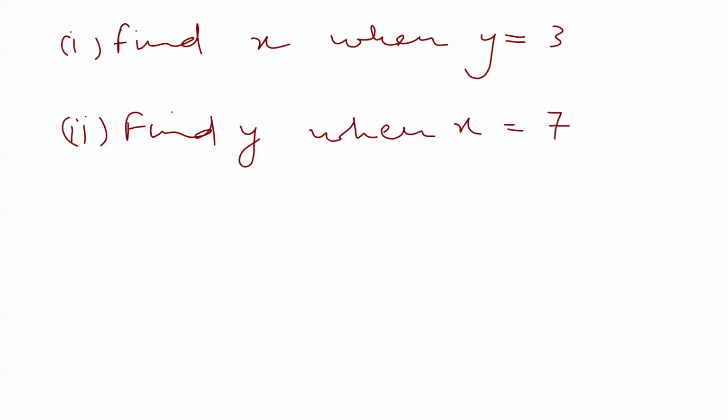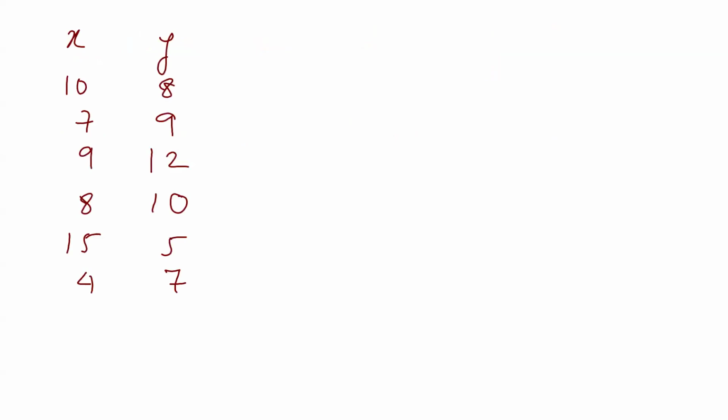Instead of find, they can also specify estimate. They can use the word estimate over here. The data I'll show you. See, the data is written as follows. There are 6 observations, so n is equal to 6.